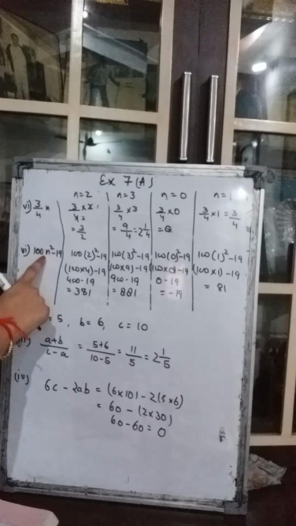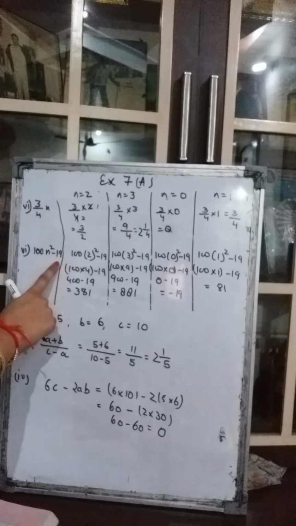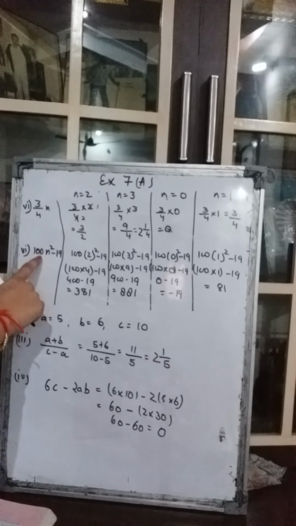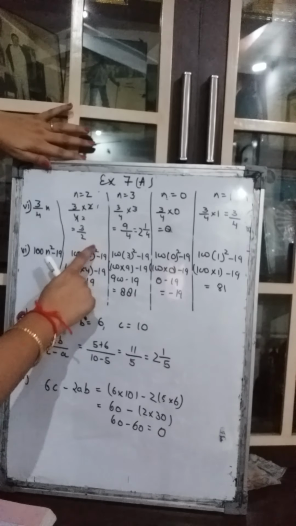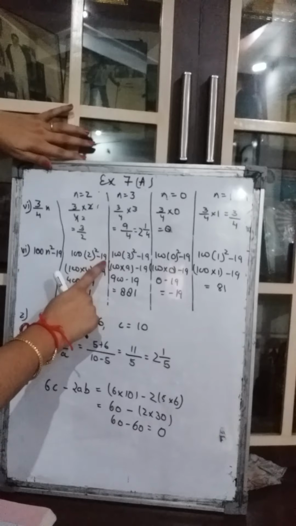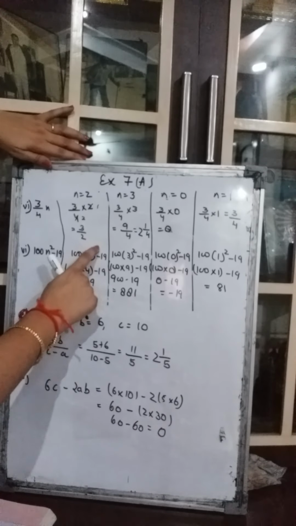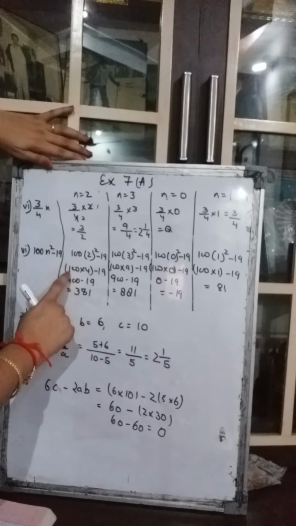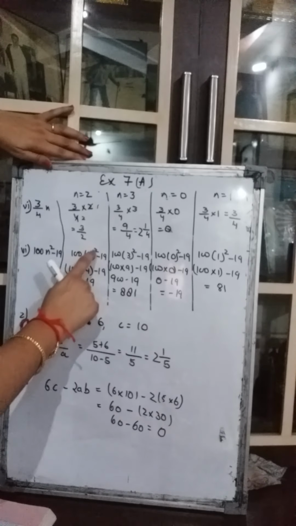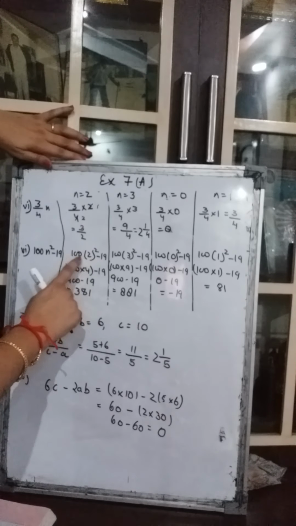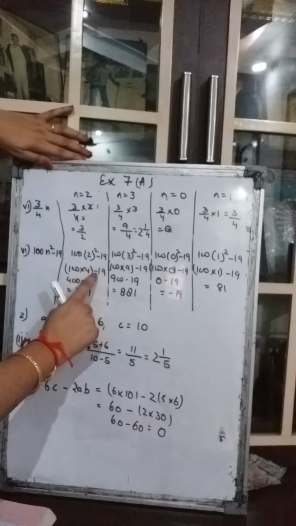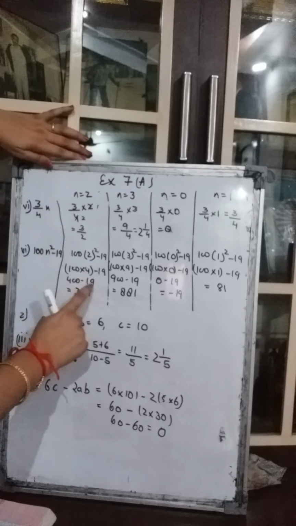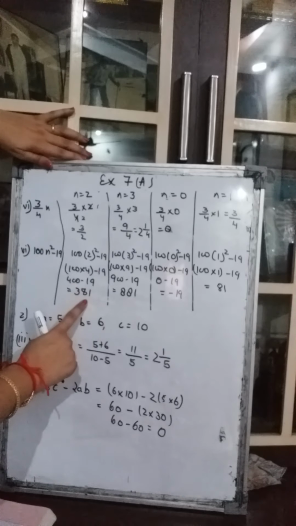It is 100 n square minus 19. So n square, okay, we'll put the value of n. 100 into 2 square minus 19. So what is this? 2 square is what? 2 multiplied by 2, that is equal to 100 into 4. 2 into 2 is 4 only. So this 100 is getting multiplied by 4. 100 into 4 minus 19. That is 400 minus 19, that is equal to 381.